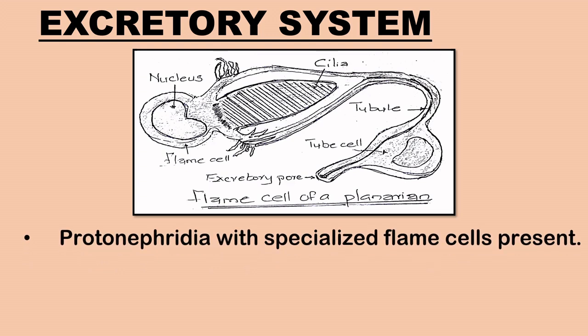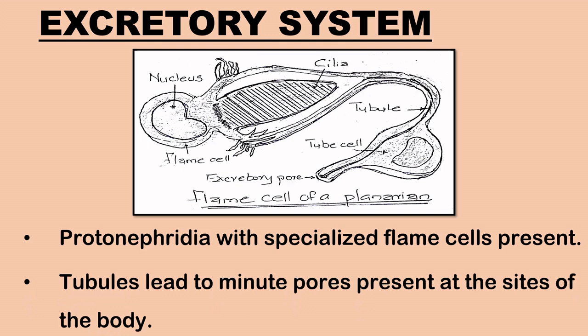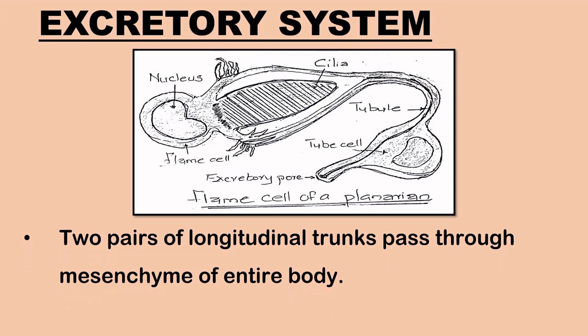Planaria have a set of tubules called protonephridia with specialized cells called flame cells. Tubules are connected into branch structures that lead to minute pores present all around the sides of the body. There are two pairs of longitudinal trunks, one pair on each side of the body. It then passes through the mesenchyme of the entire body.